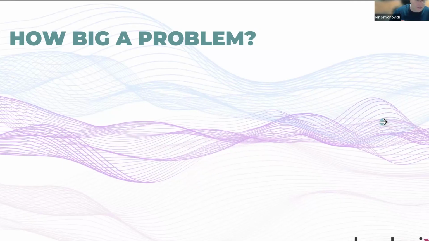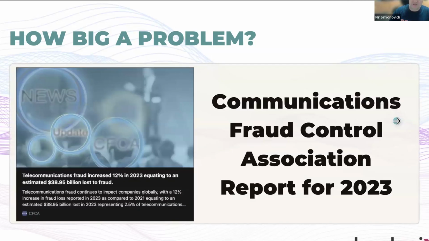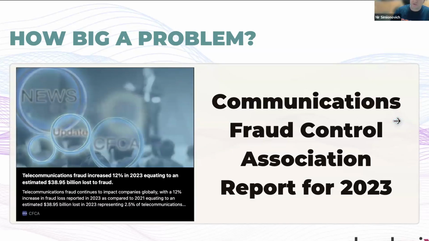So there is a federal commission for this, apparently. It's called the CFCA, the Communications Fraud Control Association. And their report in 2023 says that US telecommunications fraud increased by 12% to $38.95 billion. So that's only in the US.